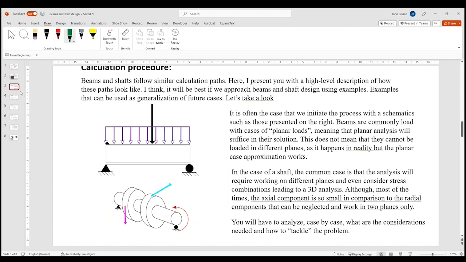Also, the difference in this case is that we are going to treat beams mostly as the planar case, while in shafts we're most probably going to have a three-dimensional case. That's mainly because we are going to have certain elements that produce forces in different directions. So that's something to take into account there.